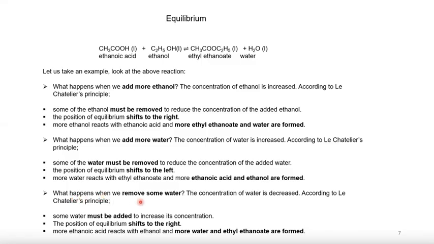What happens if we remove some water? If we remove some water, the system must increase the concentration of water, and then the position shifts to the right again, and more water and ethyl ethanoate are formed.